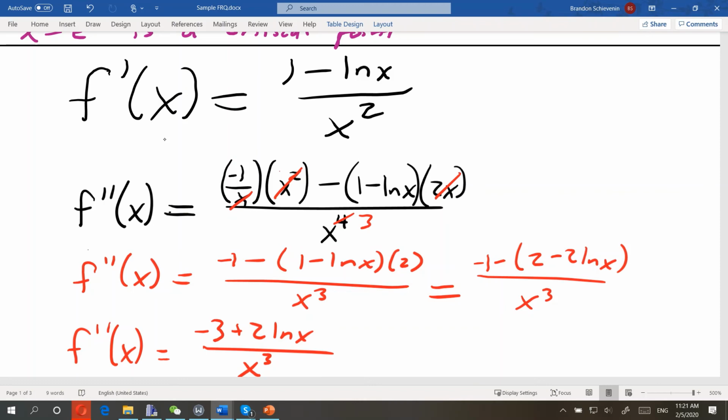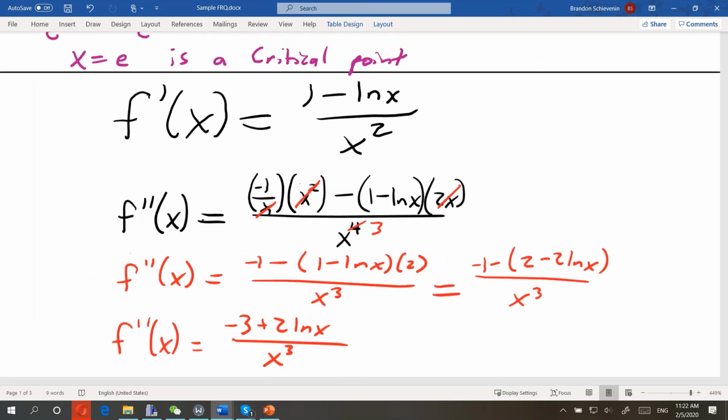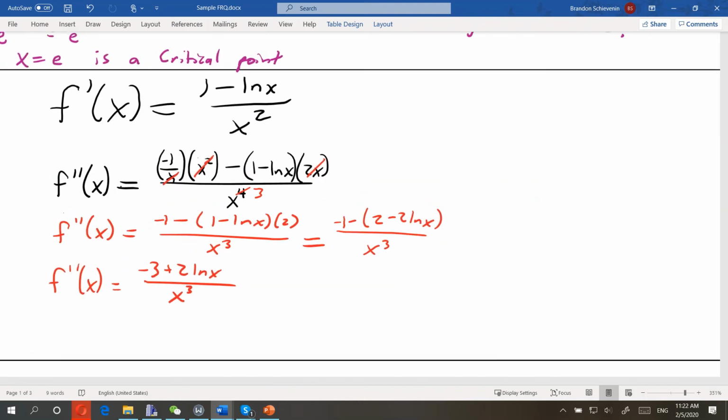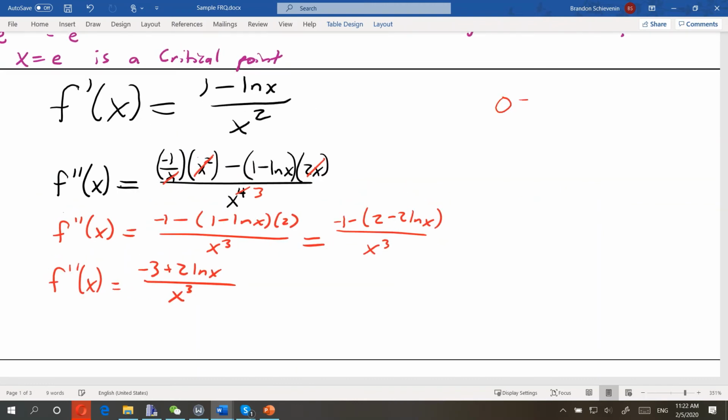Double checking really quick. Yeah, okay. My signs look good. So negative 3 plus 2 ln x over x cubed. Now, what do I do in order to find my point of inflection? Set it equal to 0. I'm going to make another line over here, I think. So this is 0 is equal to negative 3 plus 2 ln x over x cubed.